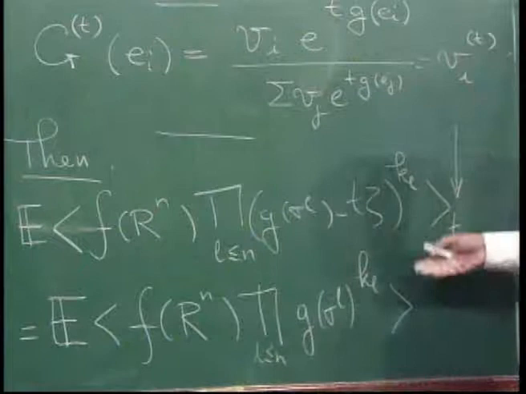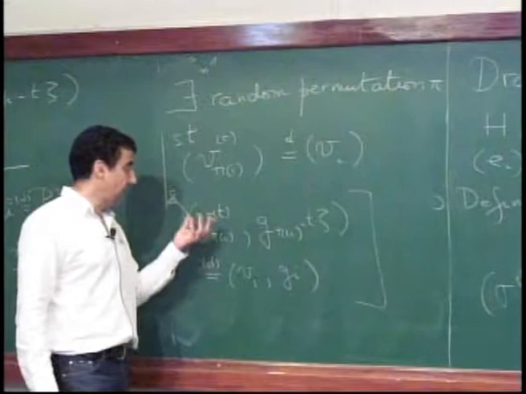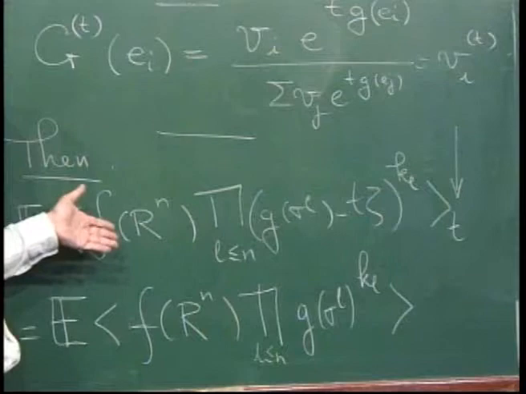So what I'm saying here is that this thing does not depend on t. Right? So this is a direct consequence of this. The vit times the g, this couple has the same distribution as this thing. And this object here obviously only depends on this distribution. So this is a fact.